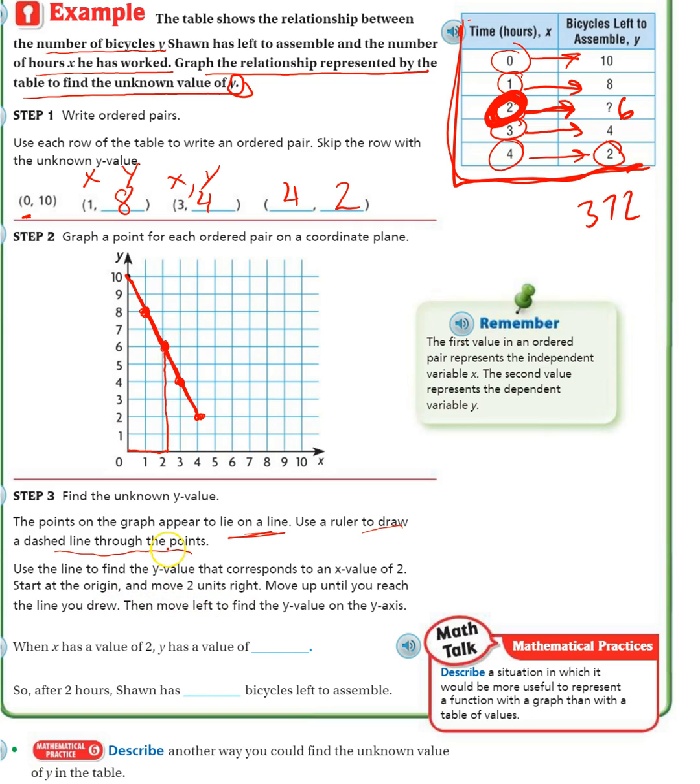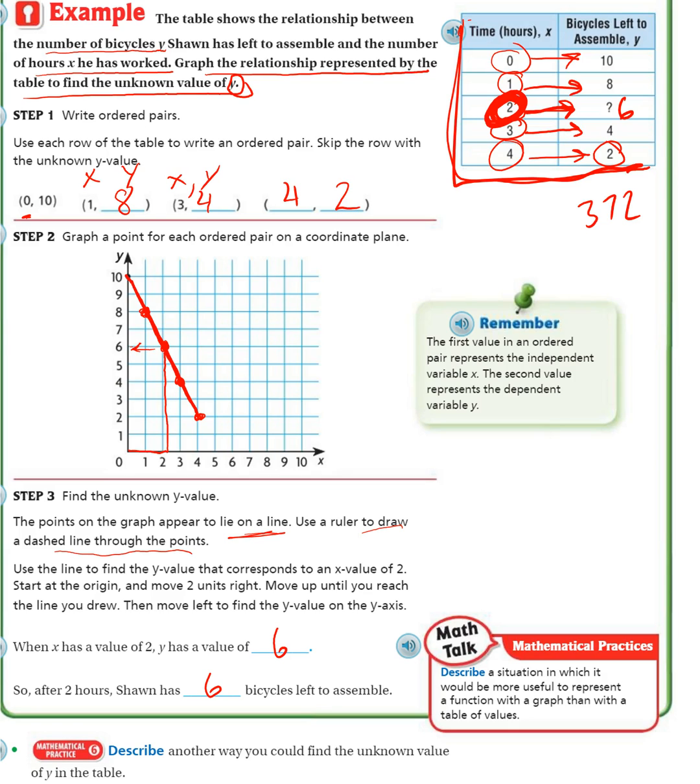Start at the origin, move 2 units to the right, did that. Move up until you reach the line, did that. Then move left to find the Y value. Here's the Y value. When X has a value of 2, Y has a value of 6. So after 2 hours, Sean has 6 bicycles left to assemble.